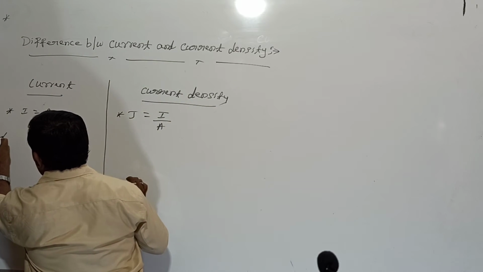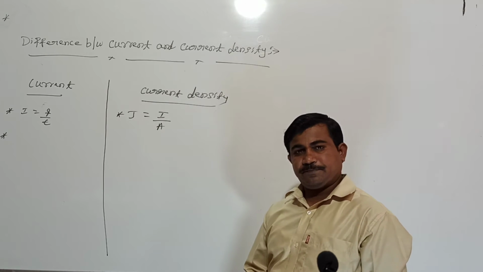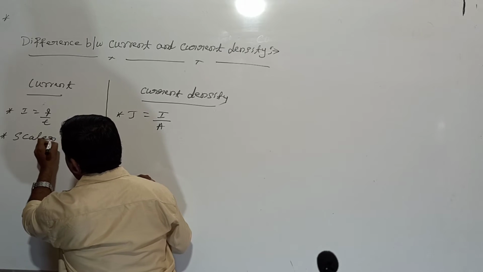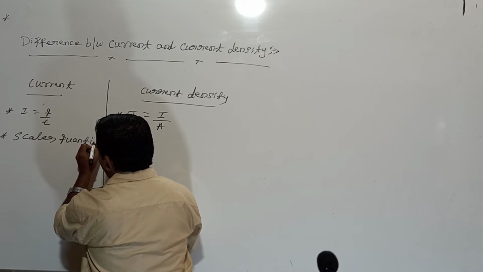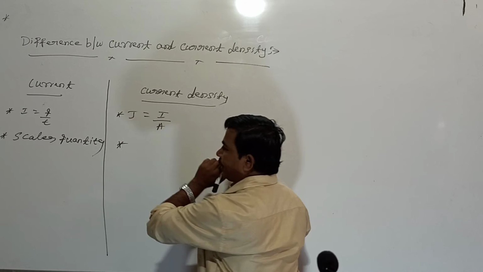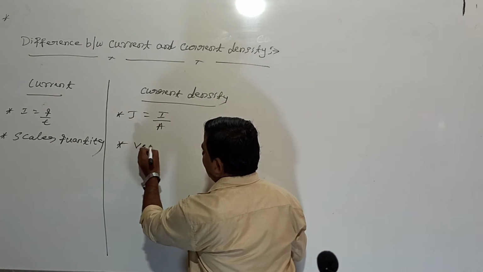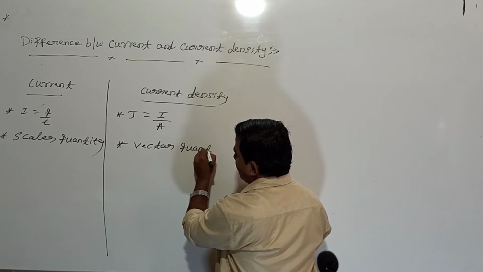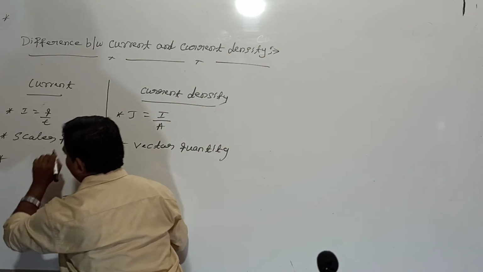Then we know that, students, electric current is a scalar quantity. Then, what about current density? Current density is a vector quantity. This is the second difference we can make.